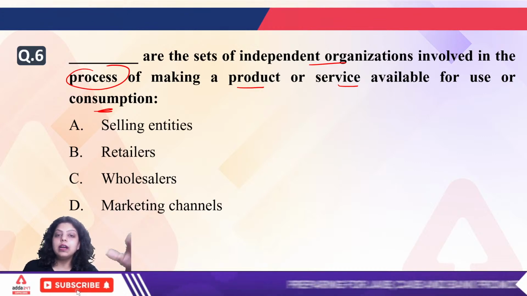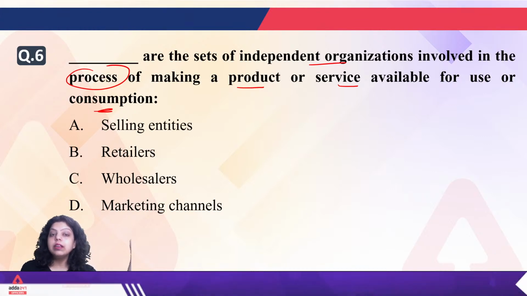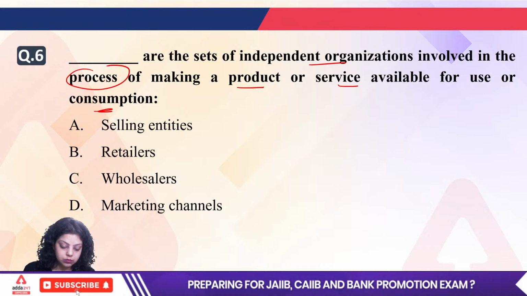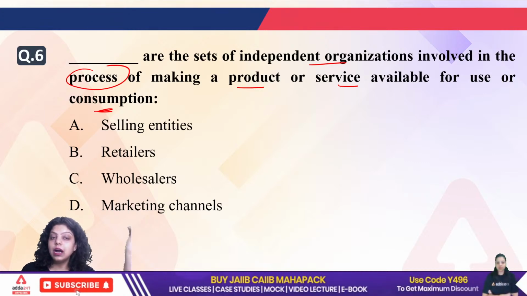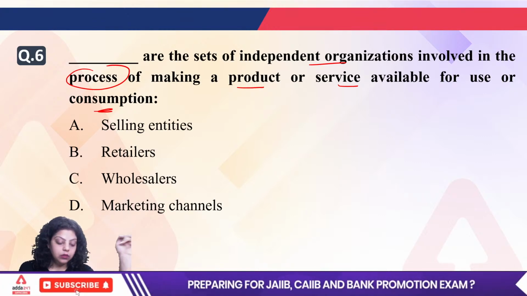So which of the following are the sets of independent organizations which are involved in the process of making a product or service available for use or consumption? Which of the following are that? Is it selling entities? Is it retailers? Is it wholesaler? Is it a marketing channel? Which of the following is correct?